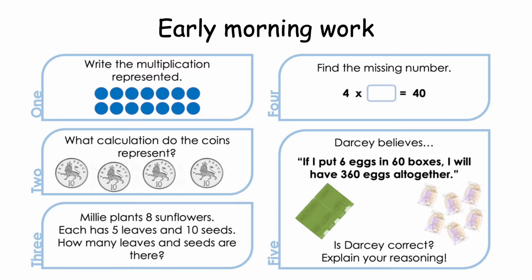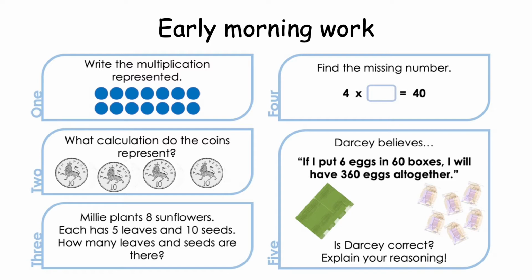Number 3, Millie plants 8 sunflowers. Each has 5 leaves and 10 seeds. How many leaves and seeds are there? So, if she has 8 sunflowers, how many leaves altogether? So I would do the calculation, 8 multiplied by 5, and then do the same for 8 sunflowers and 10 seeds. So 8 times 10. And how many do you get for each?